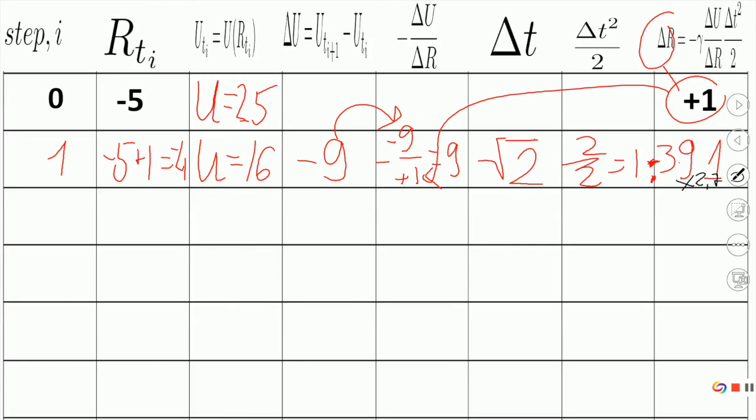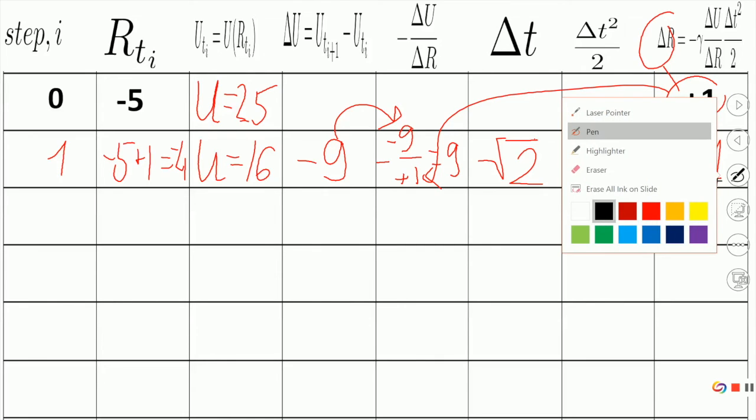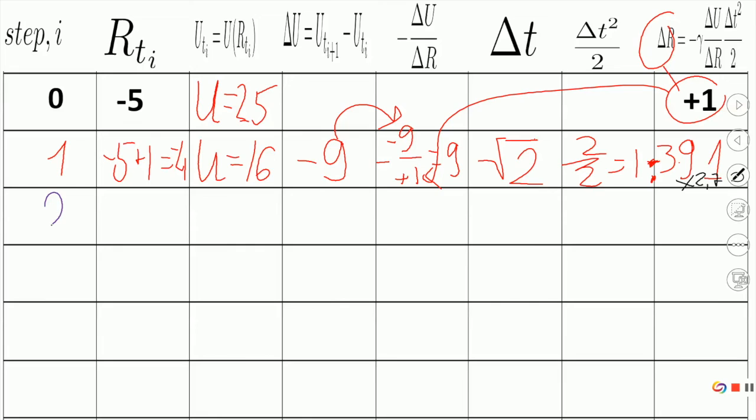Okay, step number 2. Previous value was minus 4. Minus 4 plus 2.7. How much? Minus 1.3.